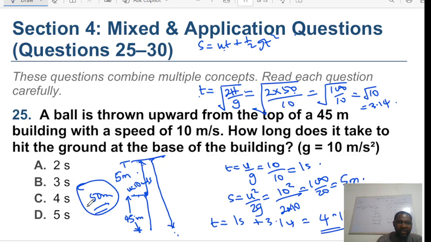Now we don't have exactly that, but the closest answer here is C.